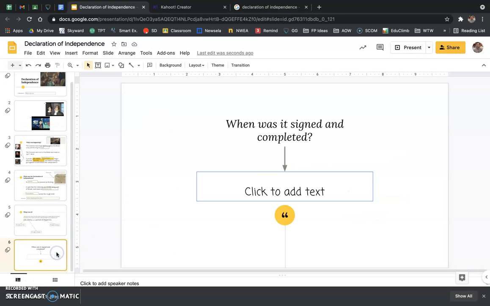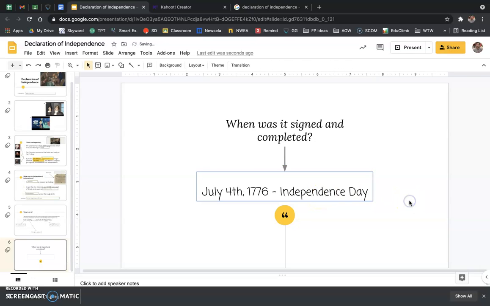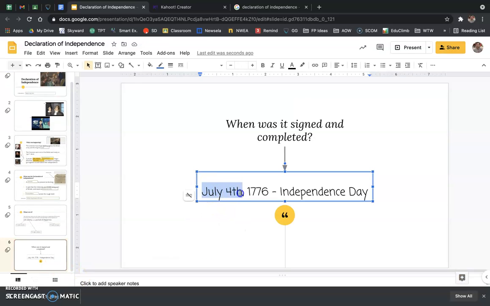Okay, so last slide here. When was it signed and completed? This was July 4th, 1776. We call this Independence Day, right? Because this is the Declaration of Independence. So on July 4th every year, we celebrate Independence Day. We also celebrate Samuel's birthday, but also we do celebrate Independence Day, July 4th.